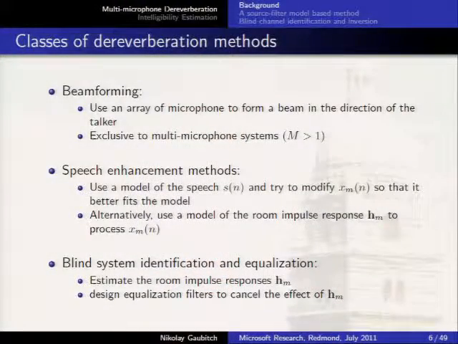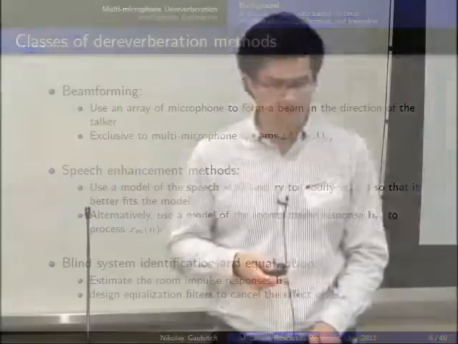And finally, you have blind system identification and equalization, where you would try and actually estimate the impulse responses and then form some inverse filters based on this. And of course, you can have a combination of all these things to form methods. So the first method that I will talk about is based on the speech enhancement methods, where it uses a model of the speech signal.